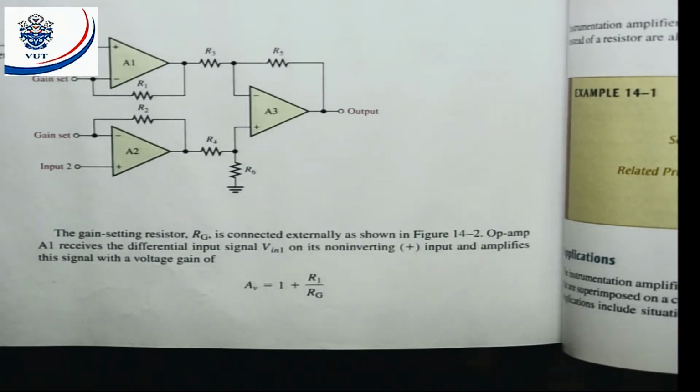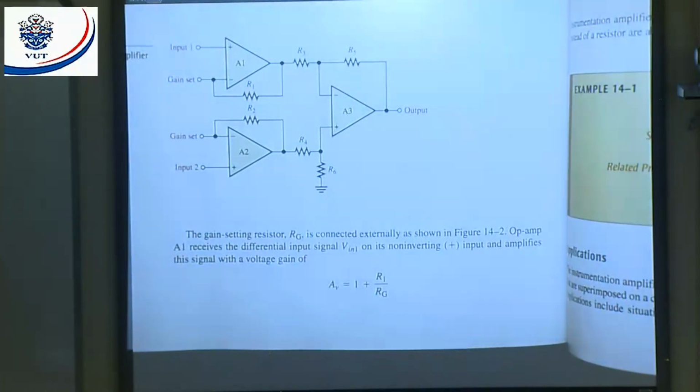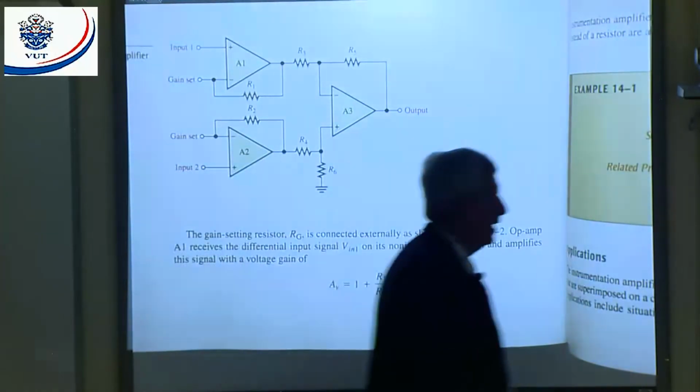They say the gain setting resistor RG is connected externally, as I already mentioned. Here we put our gain setting resistor RG, externally. As shown in figure 14.2, we'll have a look at figure 14.2. Op-amp A1 receives the differential input signal V in 1 on its non-inverting input and amplifies the signal with a voltage gain of AV equals 1 plus R1 divided by RG. That is the voltage gain for that.